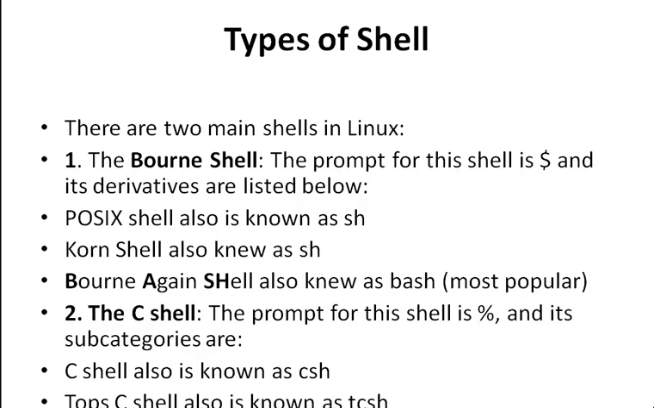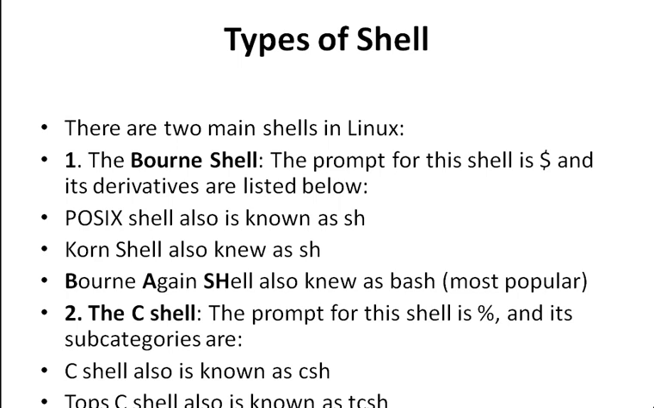So next is types of shell. There are two main shells in Linux. First is Bourne shell, second is C shell. If we are working on Bourne shell, then the prompt that will appear on the screen is $, and if we are working on C shell, then the prompt that will appear is a % sign.